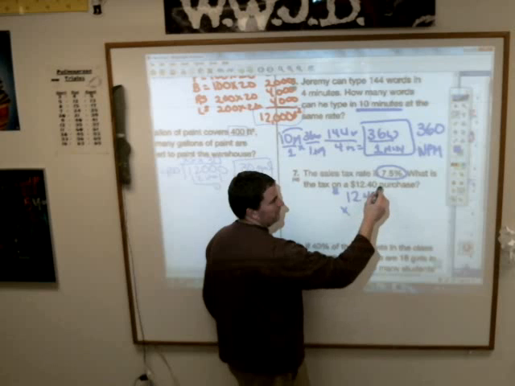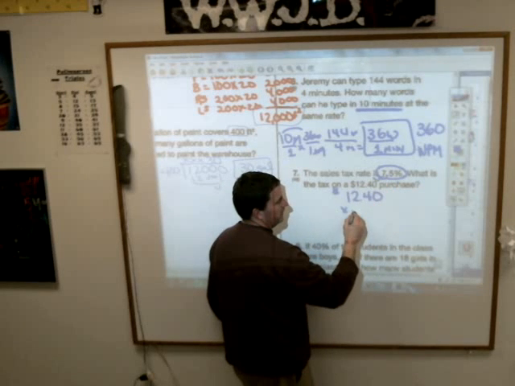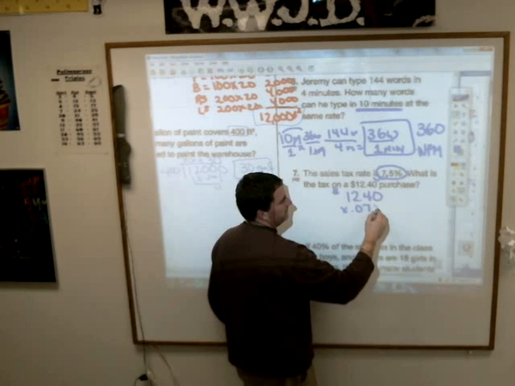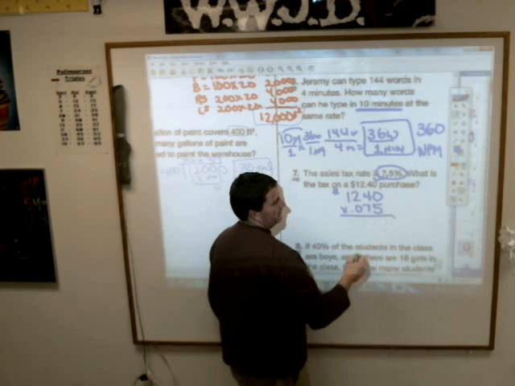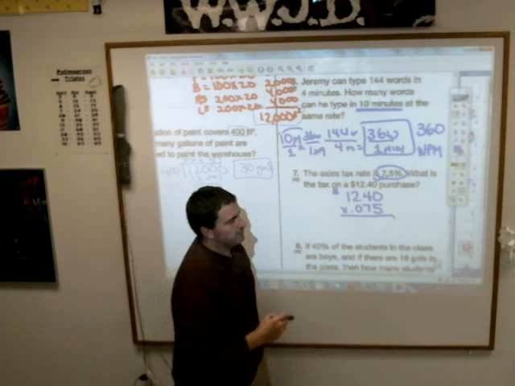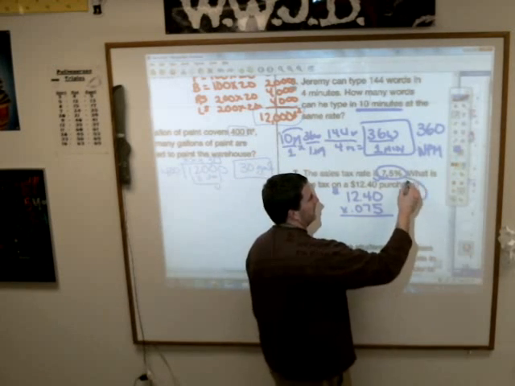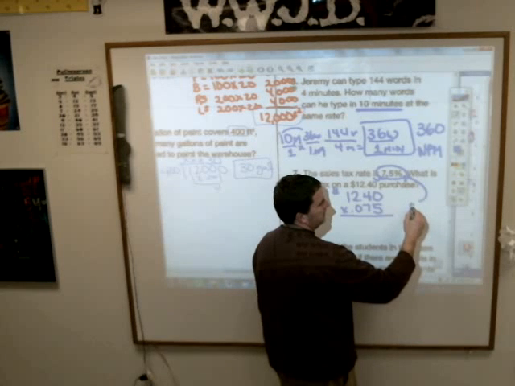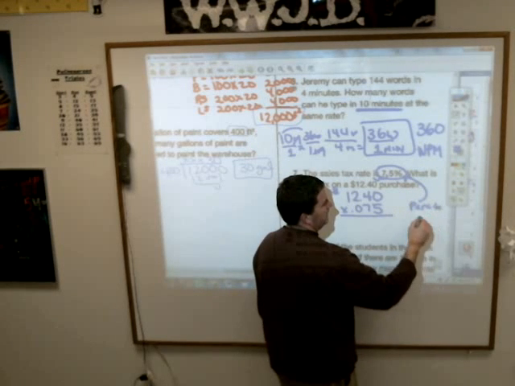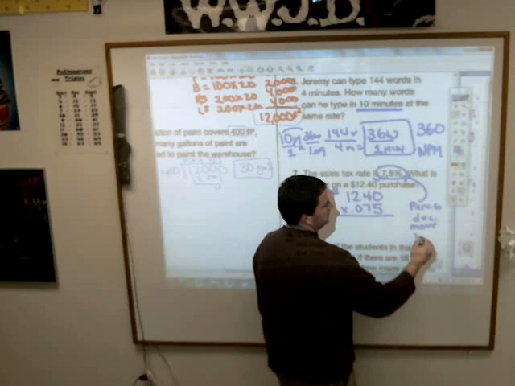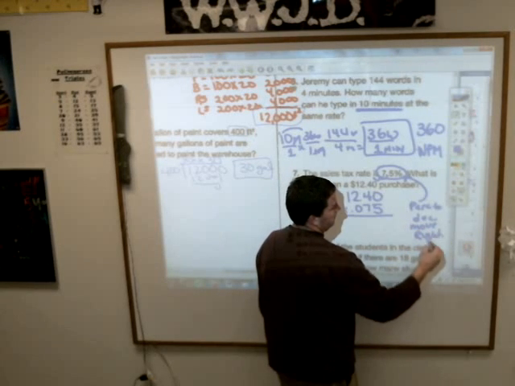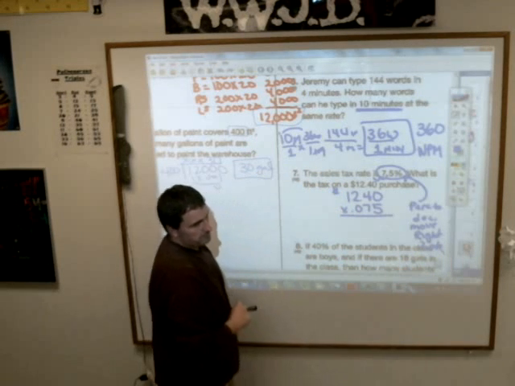Not only in front, but you have to move it 2 places, so there's actually 0.075. There would be the notes to myself. I would say something about, hey, to change a percent to a decimal, move the decimal 2 places. That would be the note I would talk to myself.